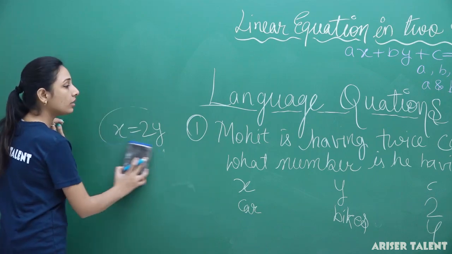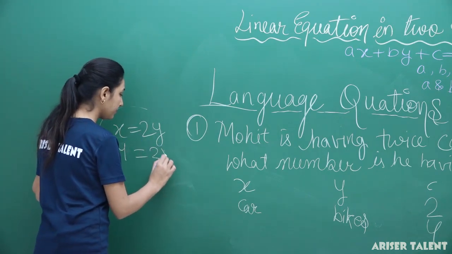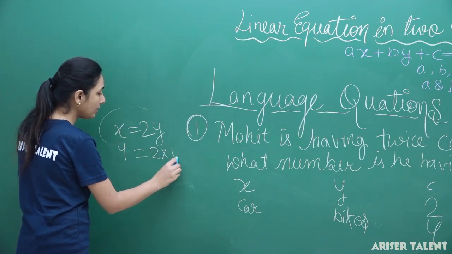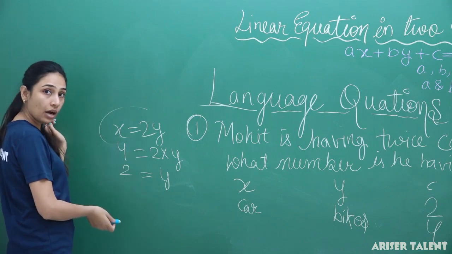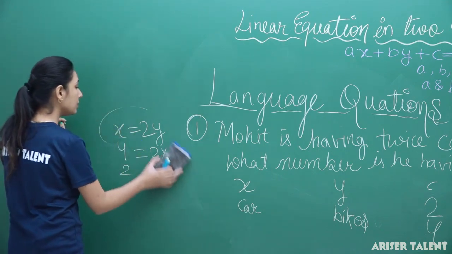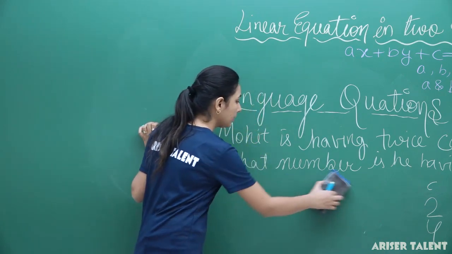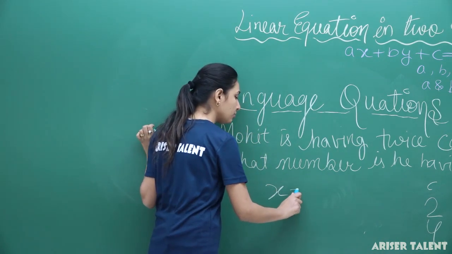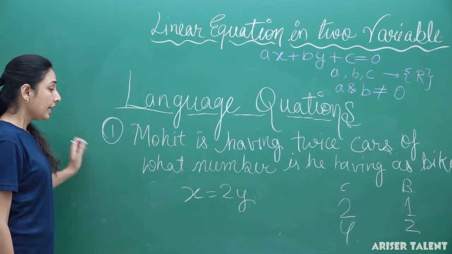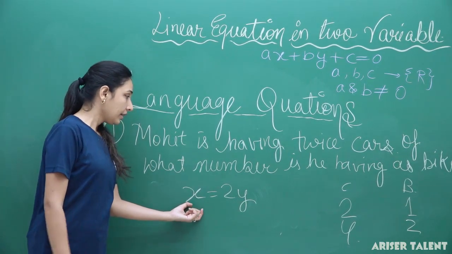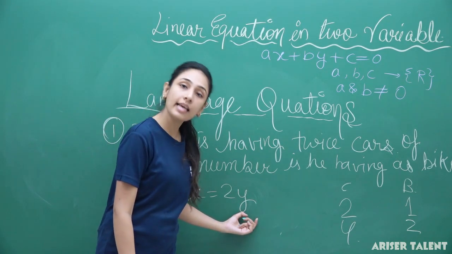Now, look, if you are getting the value of x as 4, you will be getting the value of y as 2, that is exactly the half, and this is what the question is asking. So, that will be x equals 2y. Mohit is having twice the number of cars than the number of bikes he is having.